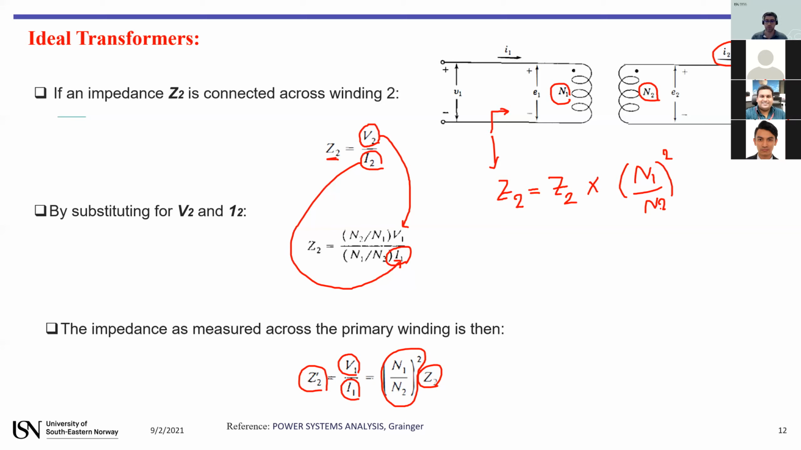And these three expressions are very important: how to convert voltage, current, and impedance. These three terms are very important in the analysis of power systems when you have a transformer in the line. So now we will talk about the practical transformer, the non-ideal transformer. Is there any question till now? If there is no question, we will go further.